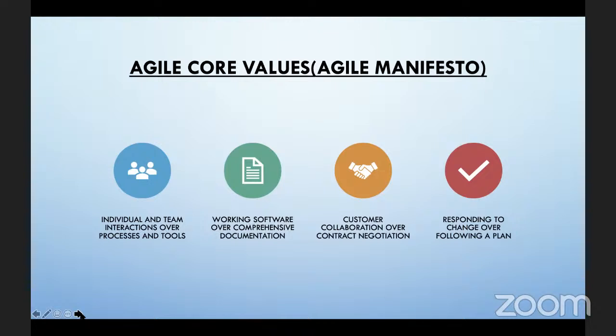So number one here, individual and team interactions over processes and tools, right? Agile aligns with the fact that we should prioritize individual and team interactions over processes and tools, and what are we going to use for this, etc. Agile says that, let's talk to people. People are very important: individuals, team members, stakeholders. Let's get them involved in the project itself on a day-to-day basis. And let's prioritize that over processes, right?